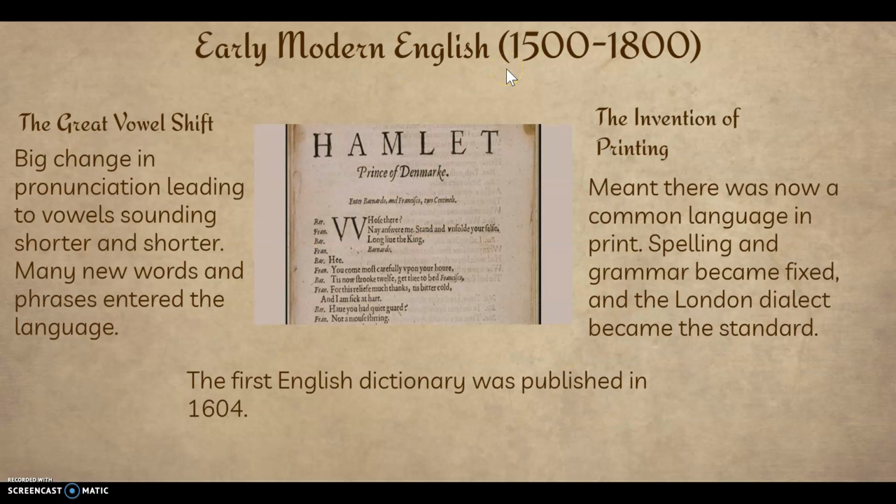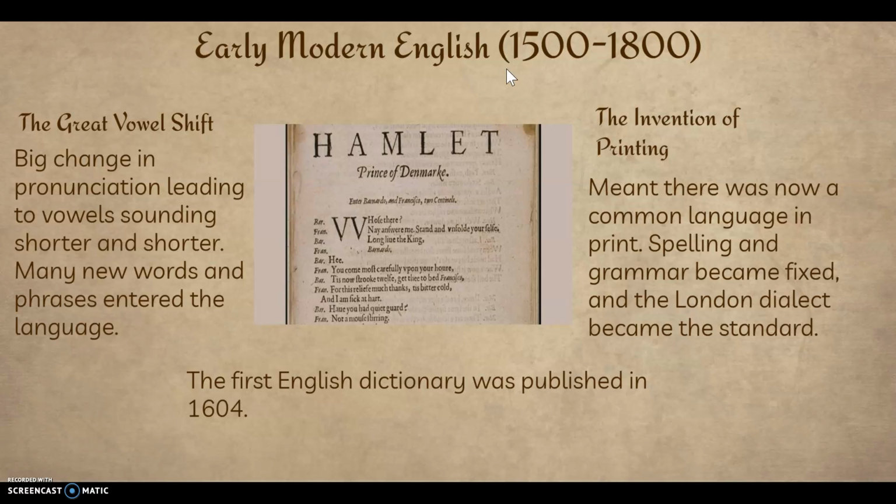In the 1500s, there was a change. It was a shift called the Great Vowel Shift, and it created a big change in pronunciation. Those long vowels that I told you about that were kind of a trademark of Middle English started becoming shorter and shorter. And as a result, many new words and phrases entered the English language.